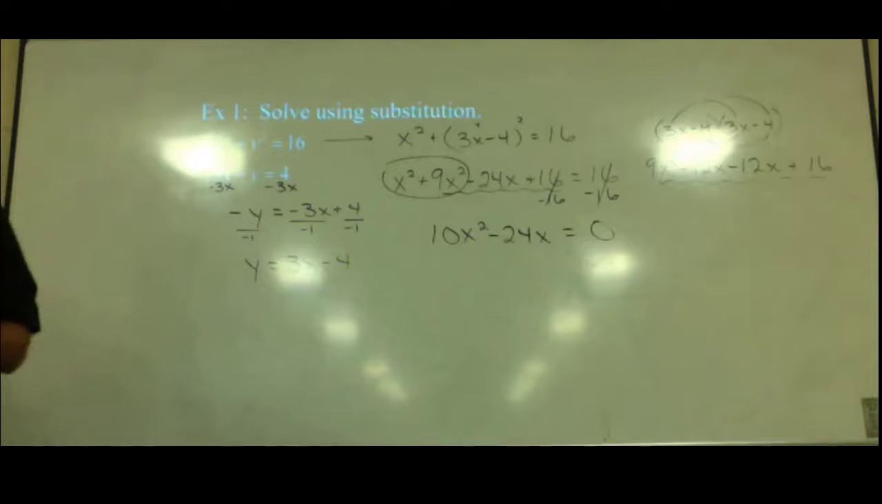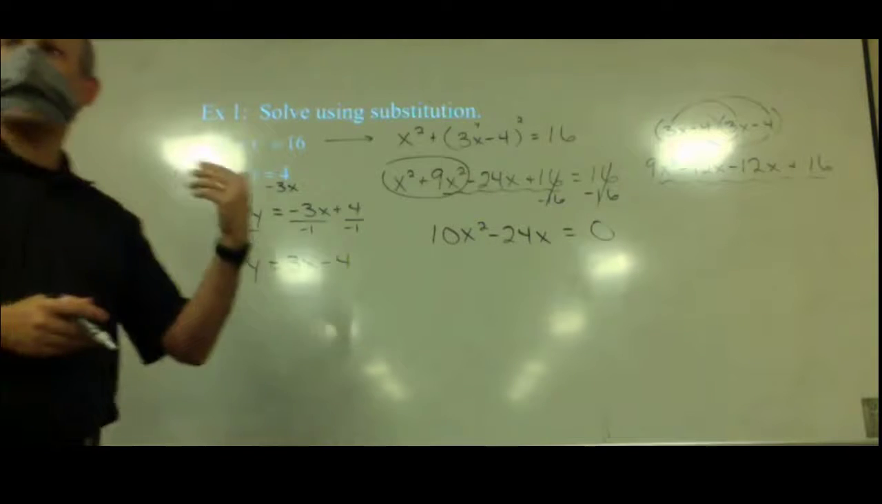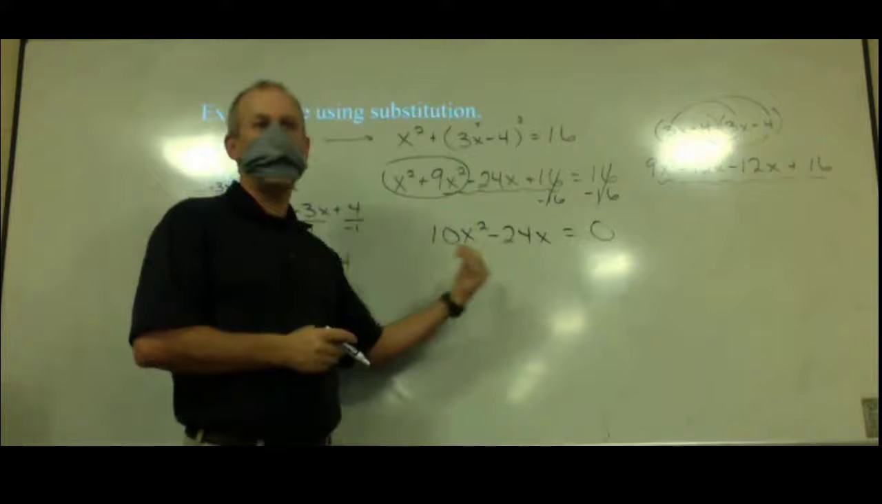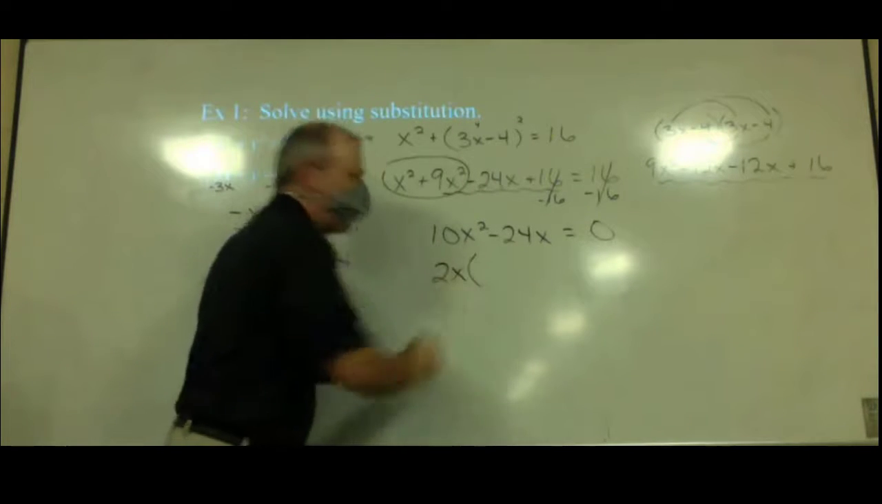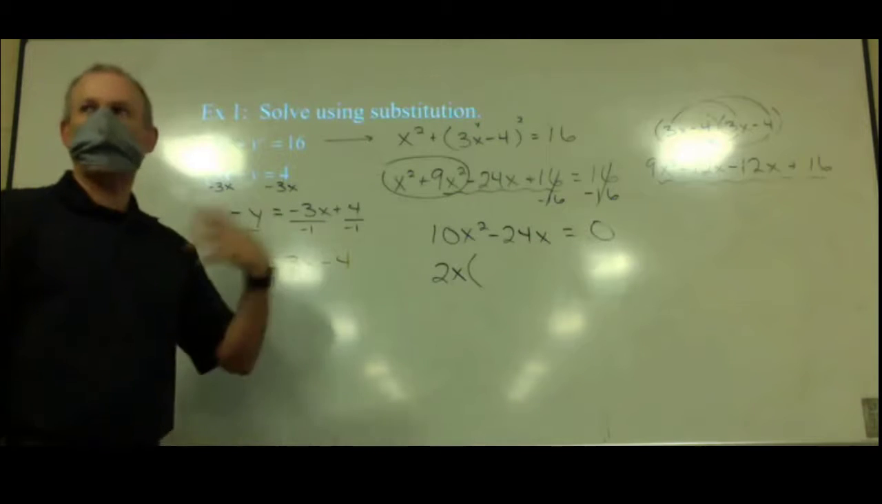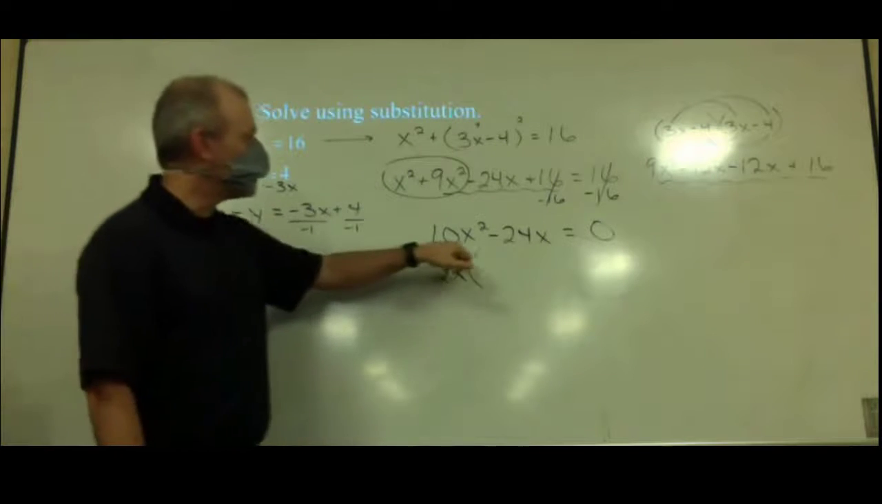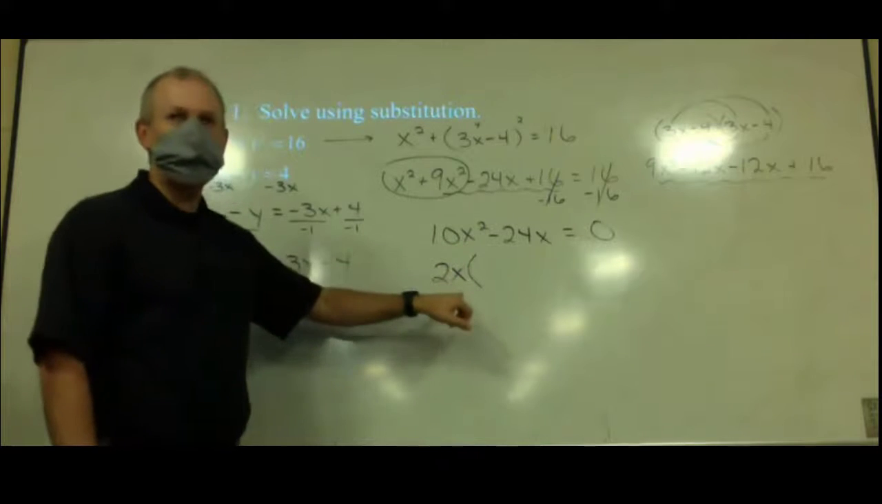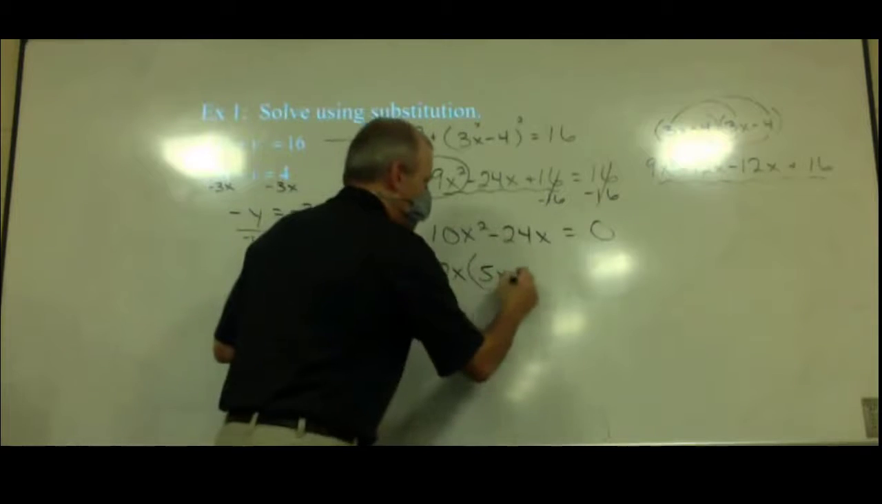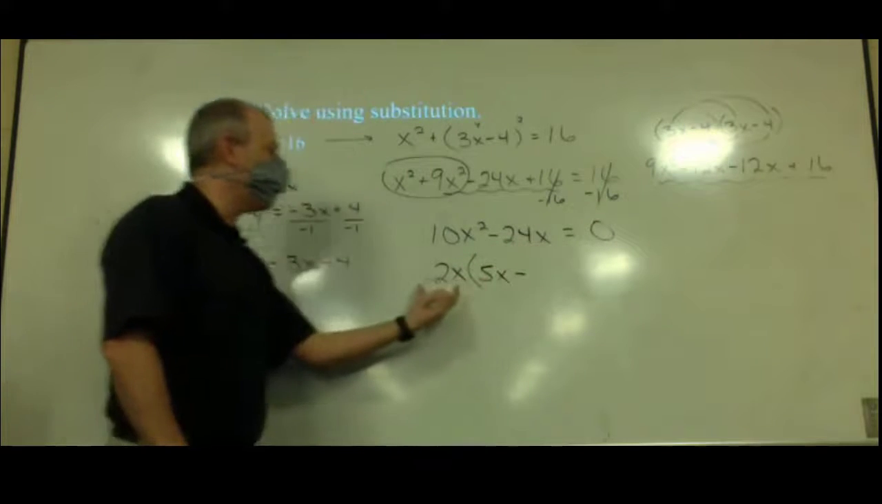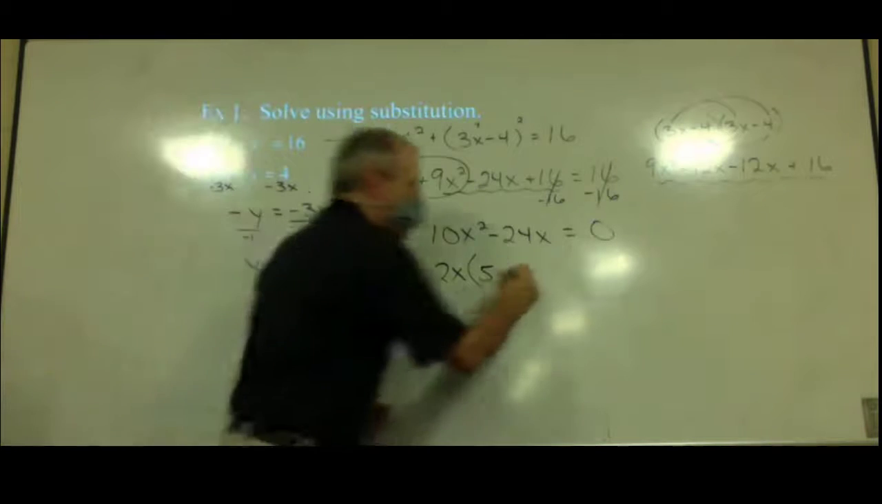So I wouldn't use quadratic formula here because we don't even have 3 terms, right? The c value is 0, so let's just factor. What can we factor out of both of these? A 2 and an x. They both have a 2 and an x in them. Now remember, when we factor out, we're dividing. So what does this 10x squared become when we factor out a 2x? 5x. And then minus, and what does the 24x become when we factor out a 2x? 12.